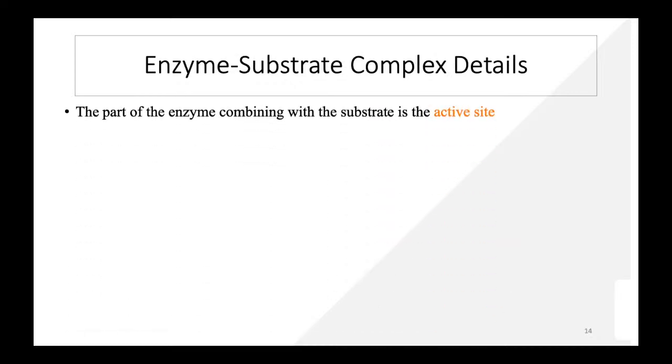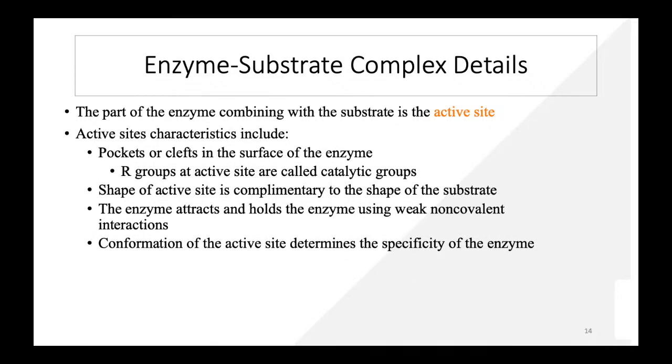So how is this enzyme substrate complex made? It's a part of the enzyme that combines with the substrate in the active site. So what are the characteristics of these active sites, as the substrate is attaching to the enzyme? Basically, it includes pockets or clefts on the surface of an enzyme, which have mainly these free alkyl groups. These are called catalytic groups.